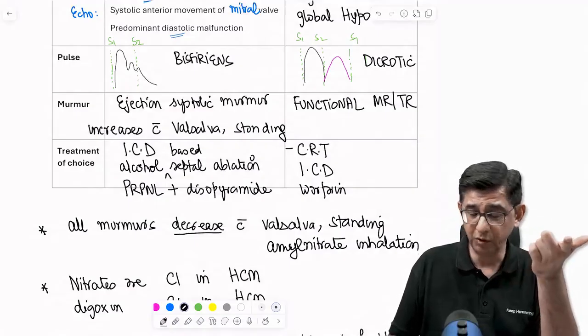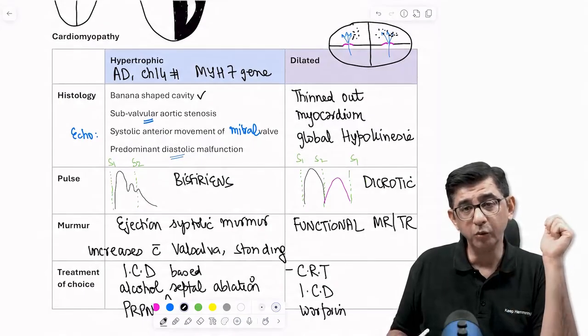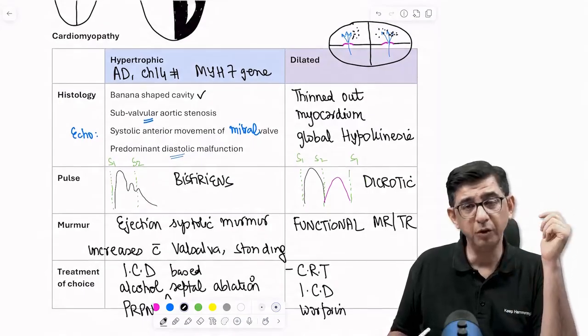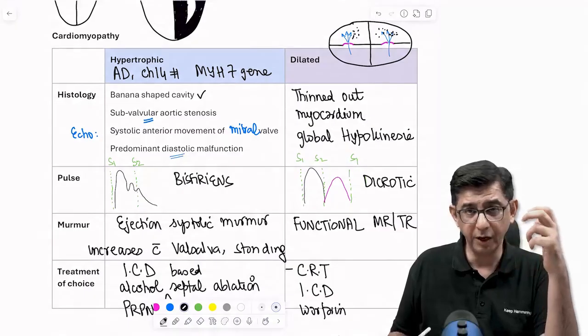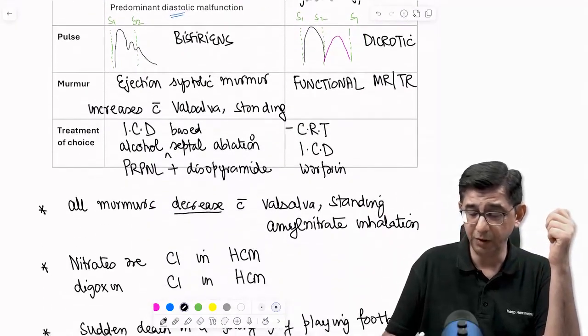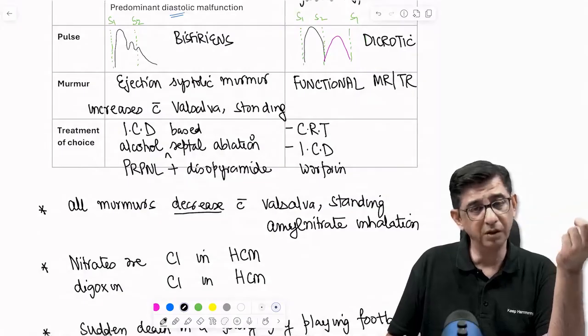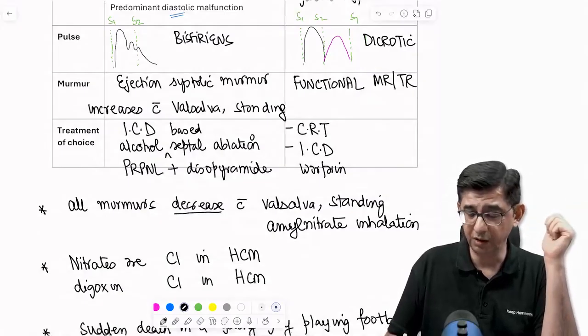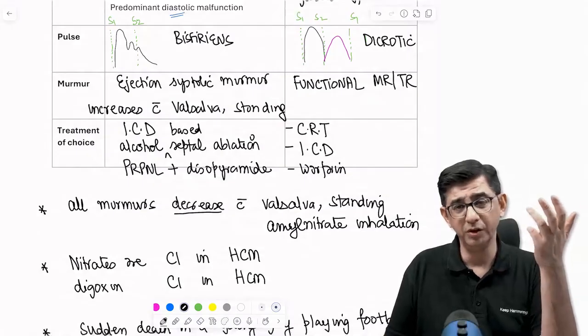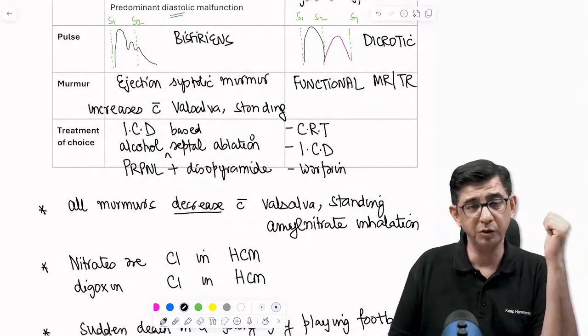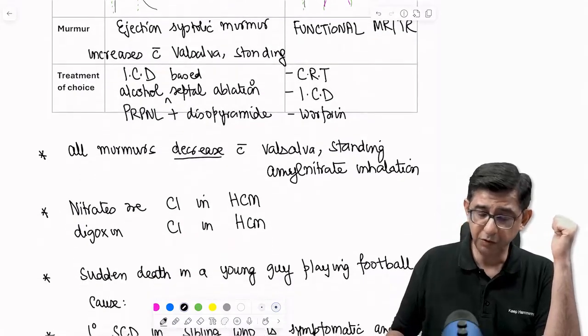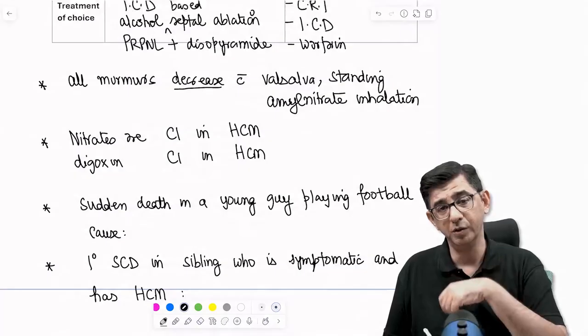And who are those patients who have refractory heart failure? Dilated cardiomyopathy. One of the reasons can be ischemia also, and because the ventricles are hypokinetic, that's where stasis of blood will happen. Even in this condition, arrhythmias can occur, so ICD will be used in this patient, and then warfarin, as I explained, because there is a risk of cerebral embolism in this patient. Then all murmurs decrease with Valsalva, standing, amyl nitrate, I've already explained.